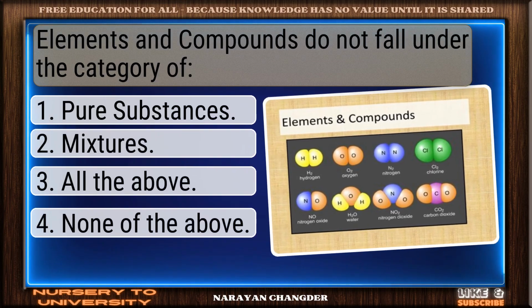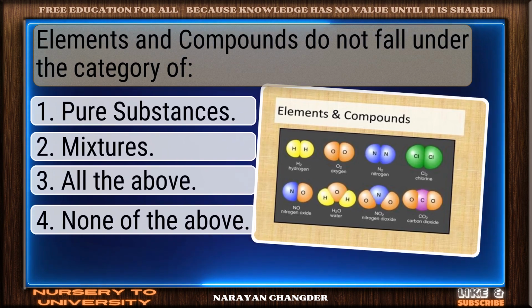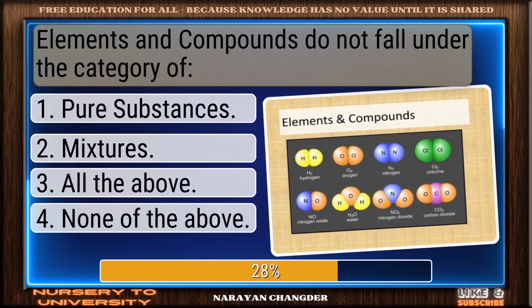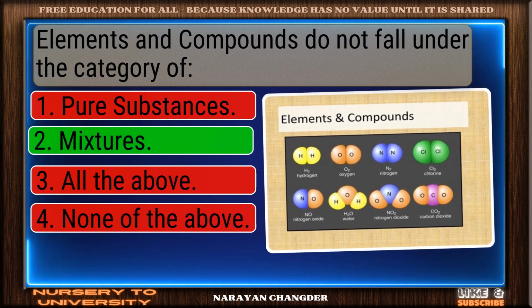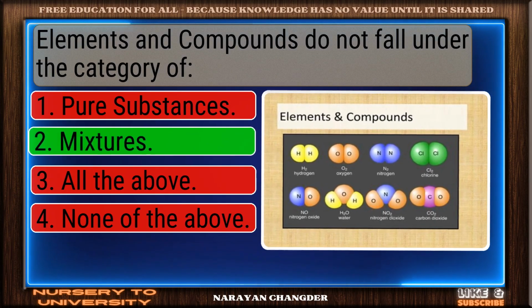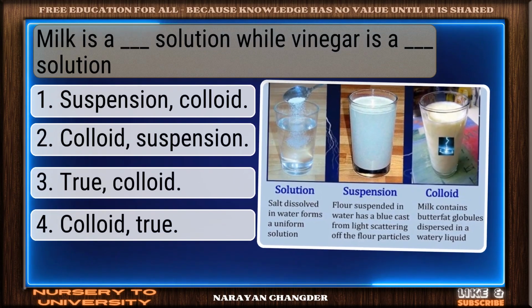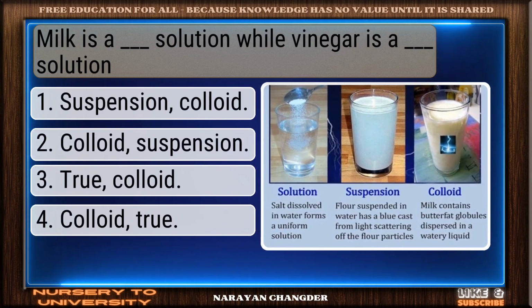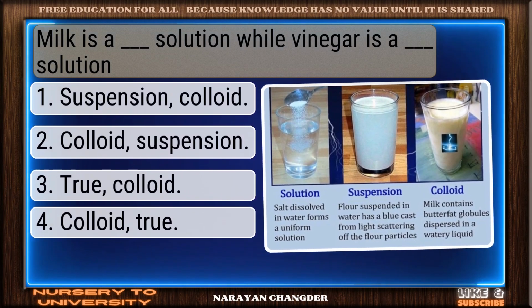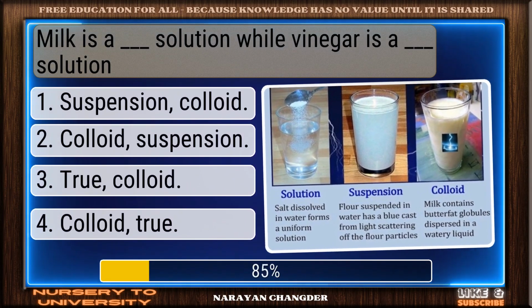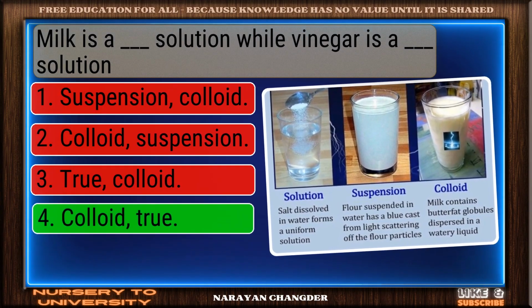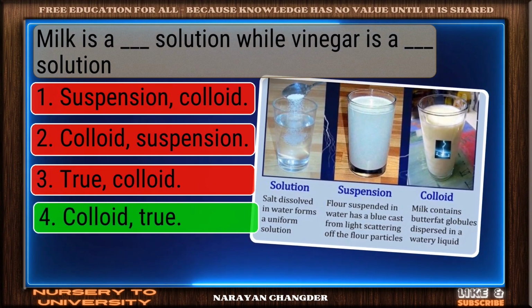Question number 148. Elements and compounds do not fall under the category of. Great job. Mixtures is the accurate answer. Question number 149. Milk is a dash solution, while vinegar is a dash solution. Correct response. Colloid. True is the most accurate answer.